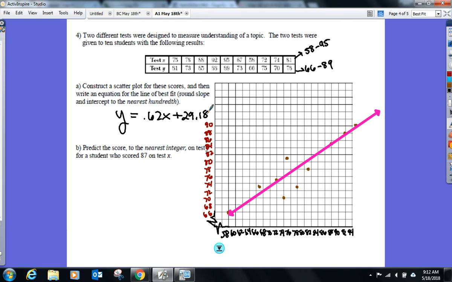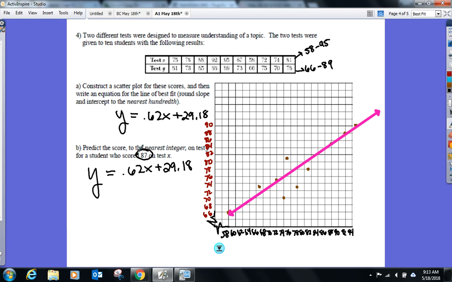Last one, predict the score for a student who scored 87 on test X. What would be their score on test Y? This, not going to help me. Table, not going to help me. What's going to help me that you just created? The equation. So I'm going to take my equation, 0.62x plus 29.18.